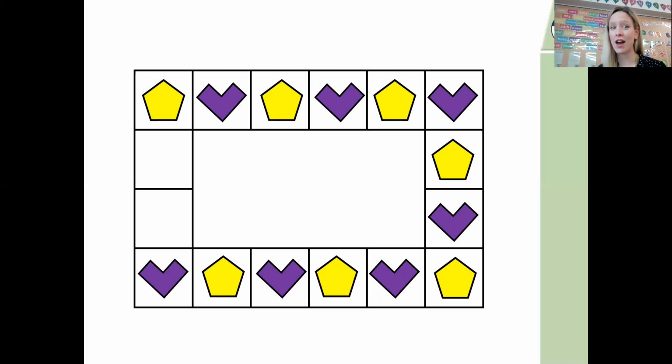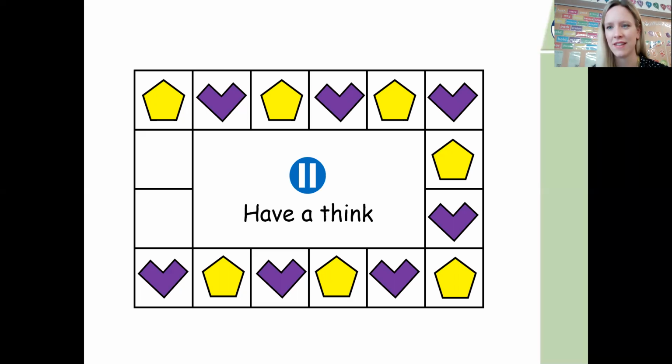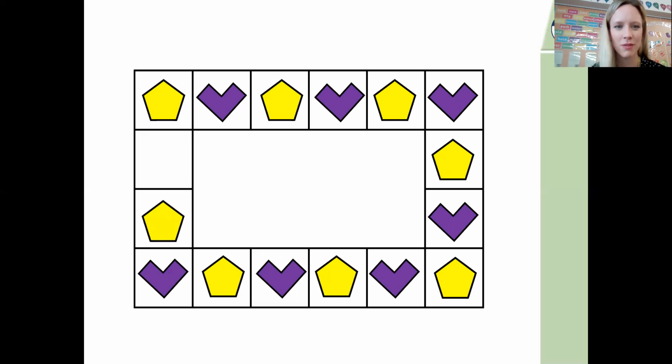Can you think of which shapes go in those blank boxes? Have a think now. Pause me, work it out. You got it? I think you've got it. This is a good one. Right. Oh, right, we've got pentagon. I'm going to go by colour, I think, actually. Yellow, purple, yellow, purple, yellow, purple, yellow, purple, yellow, purple, yellow, purple, yellow, purple, yellow, pentagon. Is that what you thought at home? Brilliant.